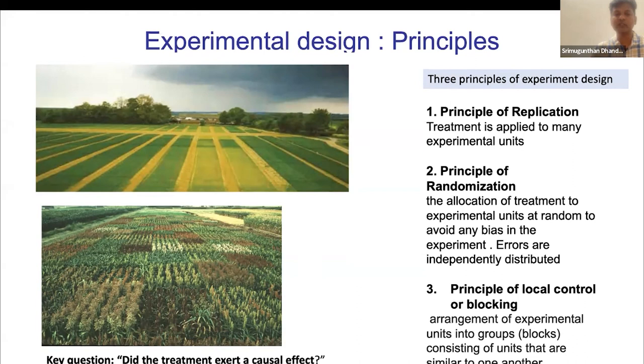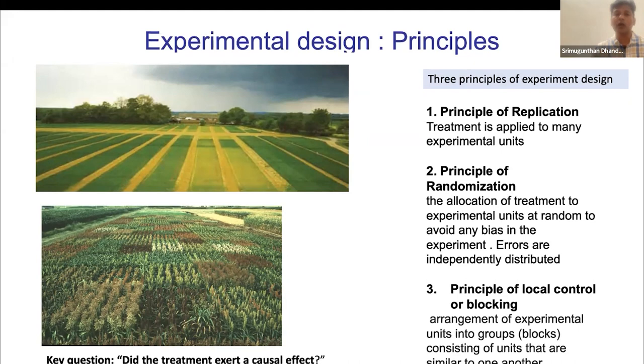For example, in a particular drug trial, gender is a variable, male or female. If you have a hypothesis that the drug can work for male but cannot work for female, what you do is create two blocks. One block is completely male and another block is completely female. So any effect of gender will get contained in that particular block, and you can do the study. This is the principle of local control.